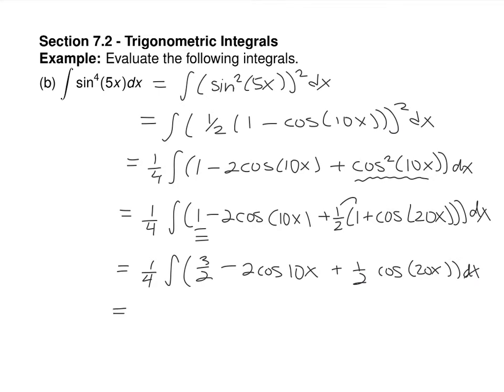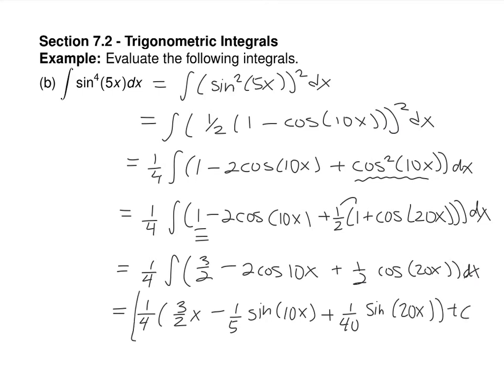So the antiderivative of 3/2 is 3/2 x. The antiderivative of cosine of 10x is 1/10 sine of 10x. Well, the 2 over 10 will make a fifth. So minus a fifth sine of 10x. And the antiderivative of cosine 20x will be 1/20th sine 20x. 1/20th times 1/2 will make 1/40th. Plus c. You can choose to or not to distribute that 1/4 at your discretion.